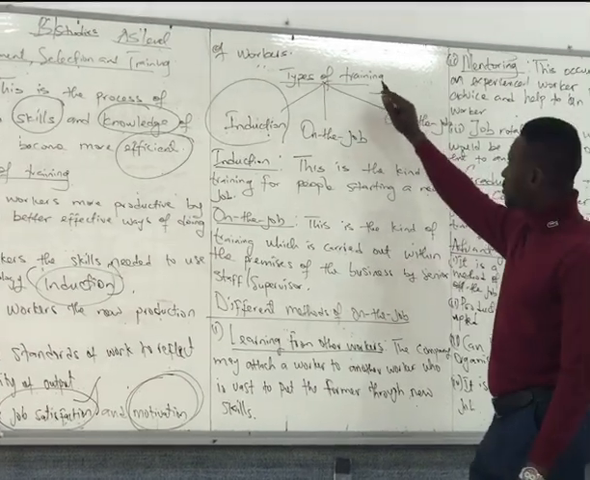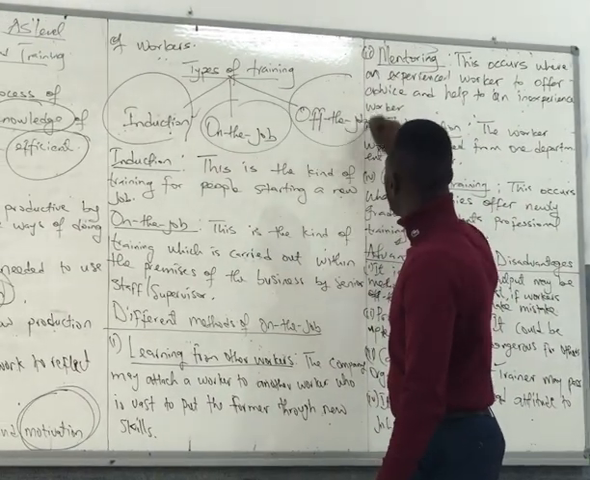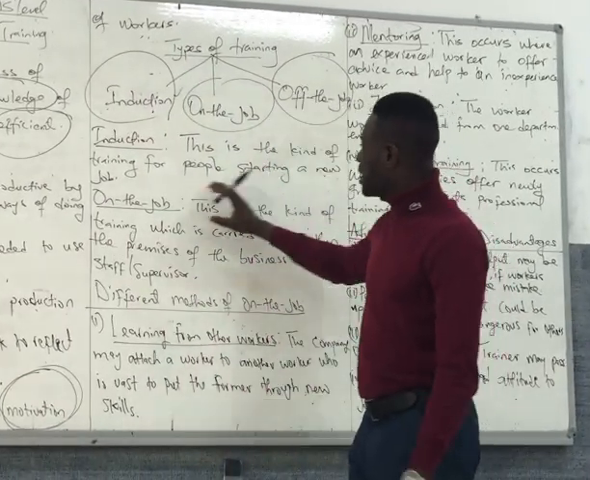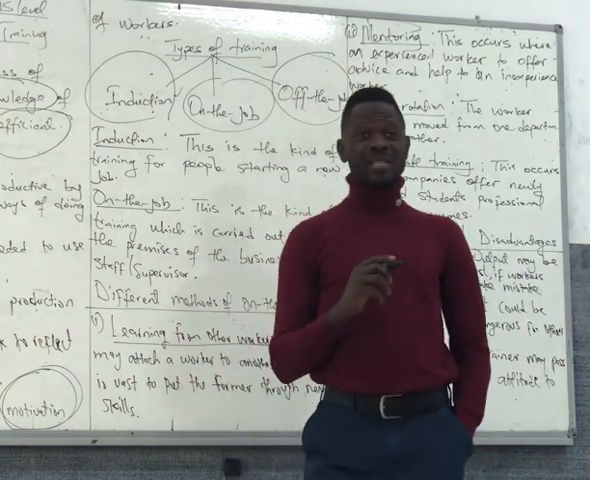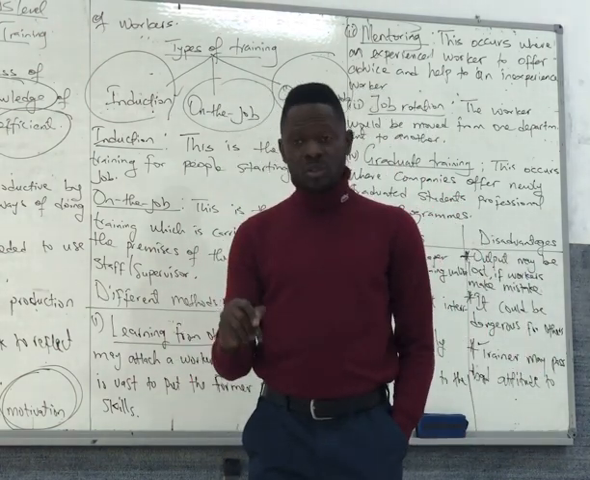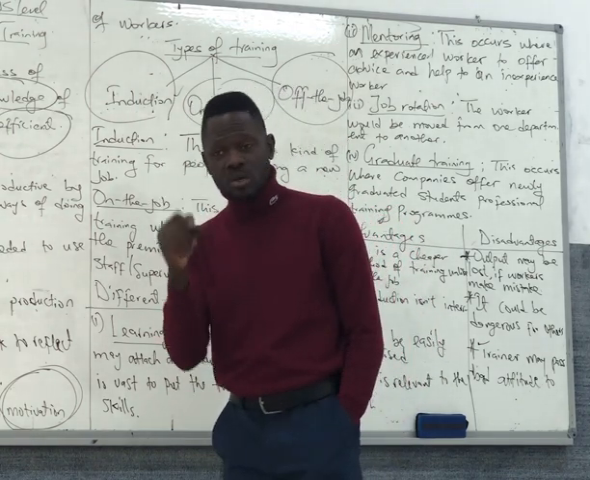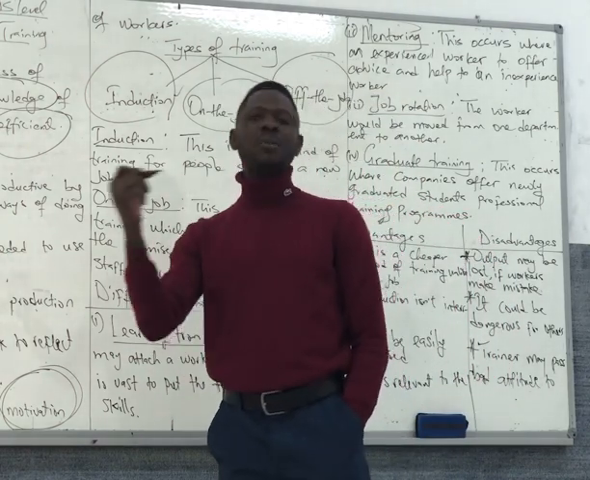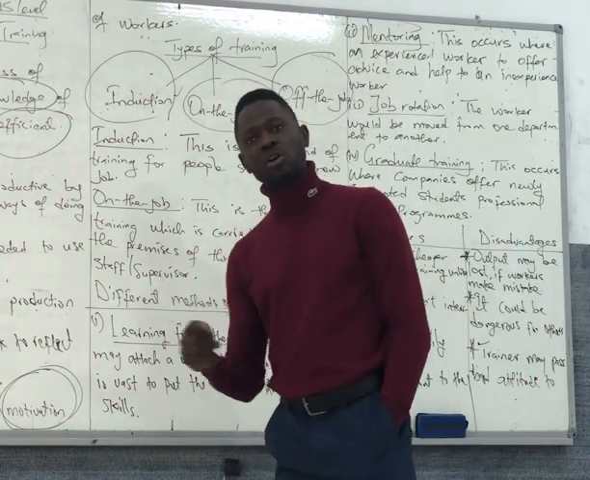Then we have three types of training. We have induction, on-the-job training, and off-the-job training. What is induction? Induction is a kind of training for people starting a new job. When we talk about induction, we're talking about a training because an individual or an employee is new, and needs to learn how the system works. So he or she needs to go through induction.